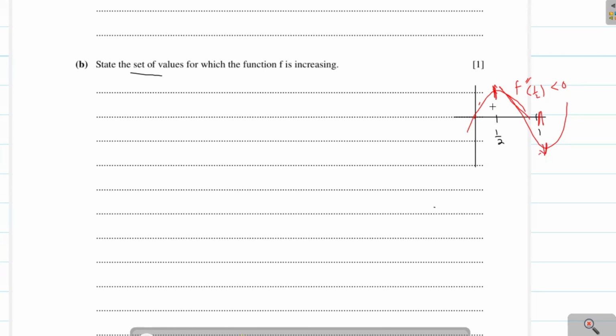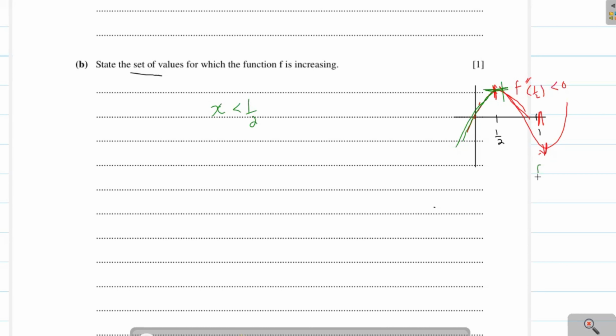Therefore, before x is 1 over 2, the function is increasing. You see here the curve is increasing at this position, and the value of the curve is maximum. Therefore, the function is an increasing function when x is less than 1 over 2.